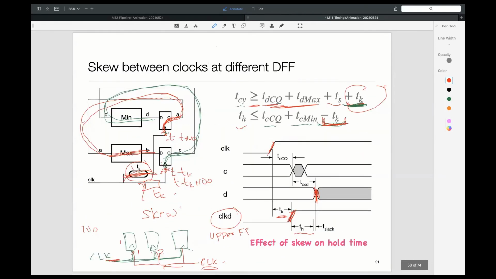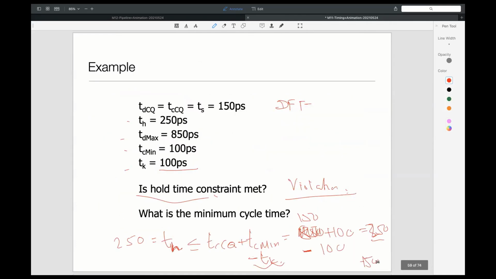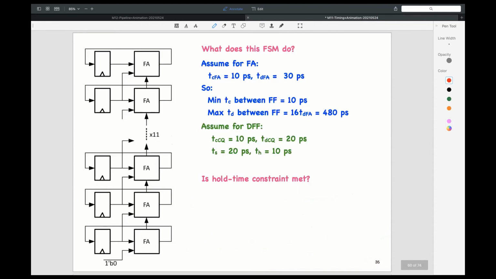My question is, what do you think is the minimum cycle time now if I have a skew? Yeah, 1250. Excellent. So skew hurts us, right? So it slows down the clock. Okay, let's look at this one.